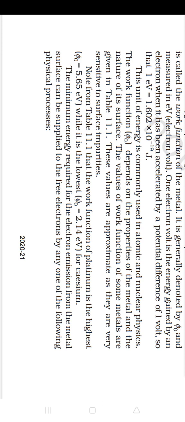Note from Table 11.1 that the work function of platinum is the highest, phi naught equal to 5.65 electron volt, while it is lowest for cesium. The minimum energy required for electron emission from the metal surface can be supplied to the free electrons by any one of the following physical processes.